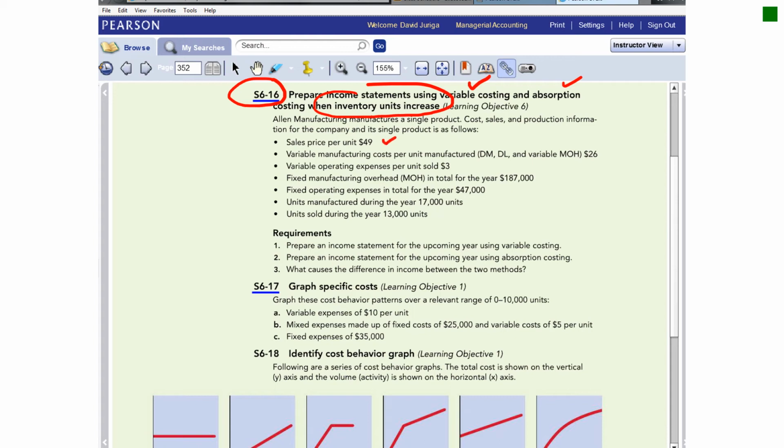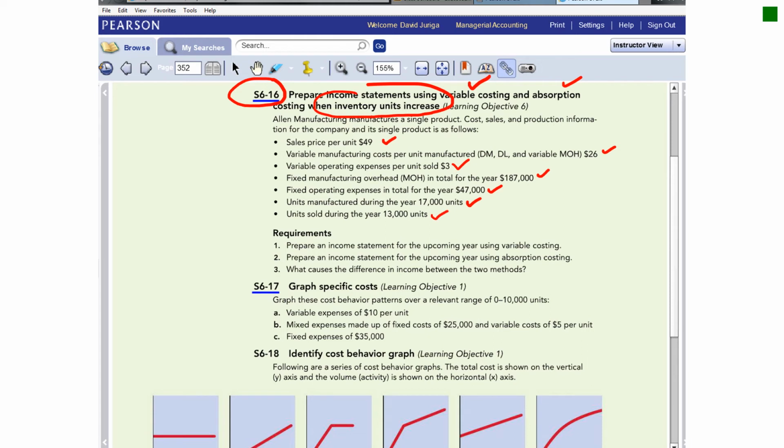So you've got a sales price of 49. You've got your variable product cost of direct material, direct labor, and variable overhead given at $26. You've got the variable operating cost, which is $3 per unit sold. Fixed overhead is 187,000. Fixed operating was 47. Units made during the year was 17. Units sold during the year was 13.